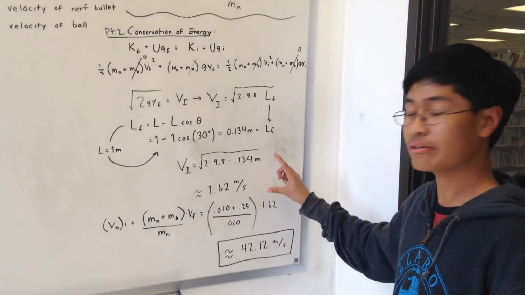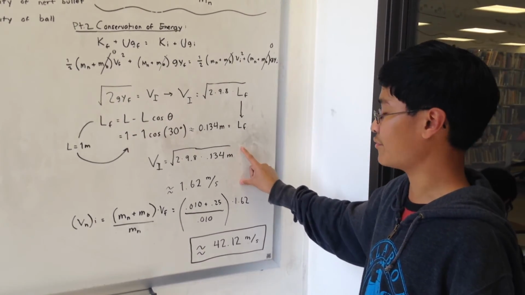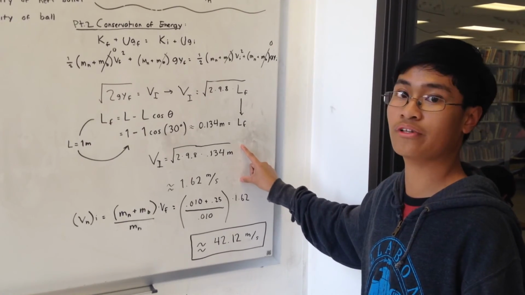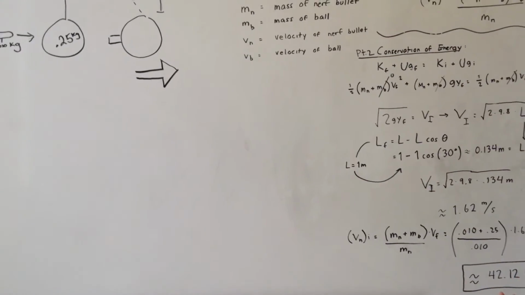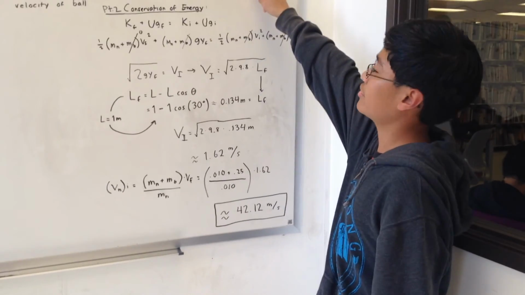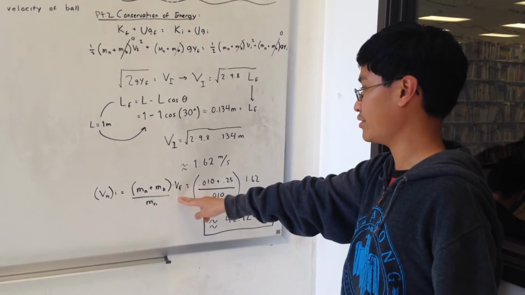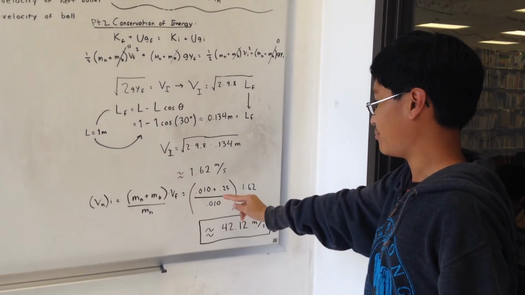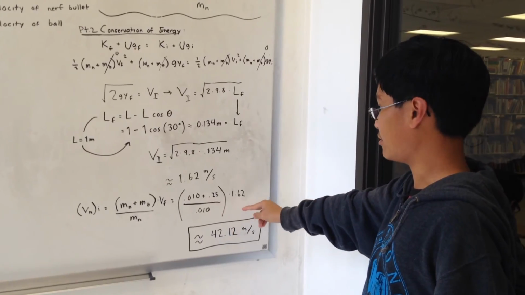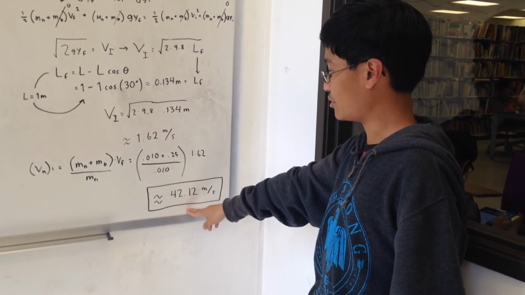Okay. Now that we have found the initial velocity of the system, this initial velocity of the system is also the final velocity at the exact moment when the bullet reaches the ball. So returning back to the equation that Kelsey derived, we now know the final velocity and we also know the masses. So by plugging in all the masses together times our velocity of 1.62, we get the result of 42.12 meters per second.